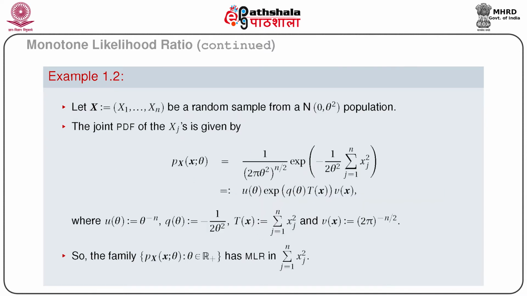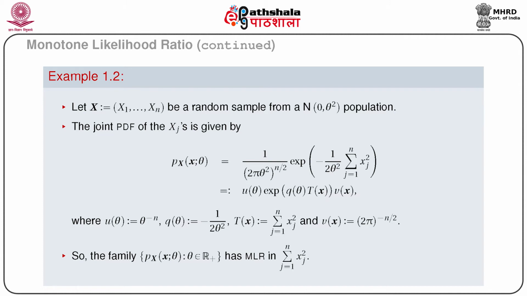We consider the next example. Let x1, x2, up to xn be a random sample of size n from a normal(0, theta square) population. Therefore, P_x(theta) is equal to 2 pi to the power minus n by 2 into theta to the power minus n into exponential minus half summation over i from 1 to n of xi square.